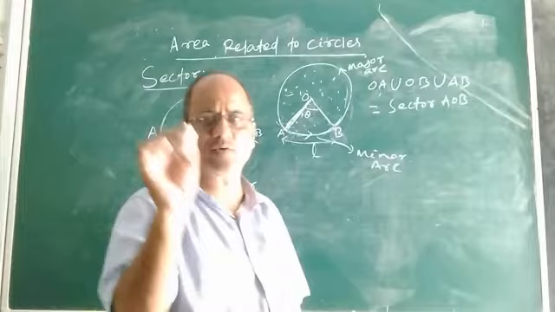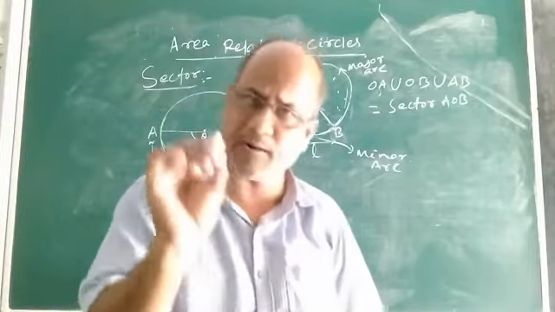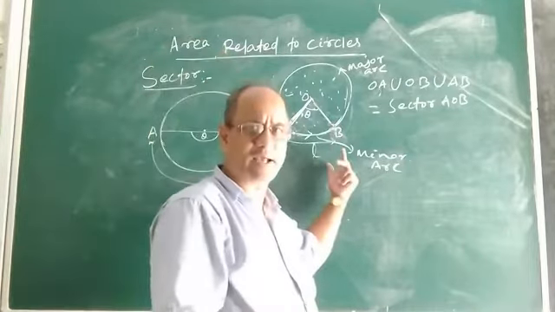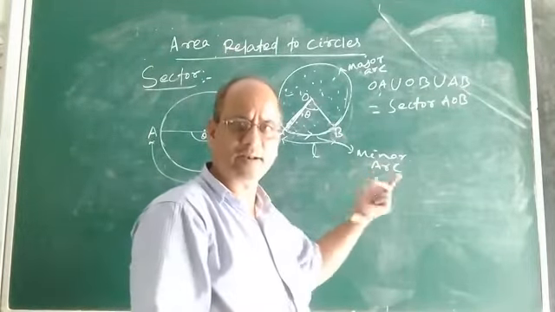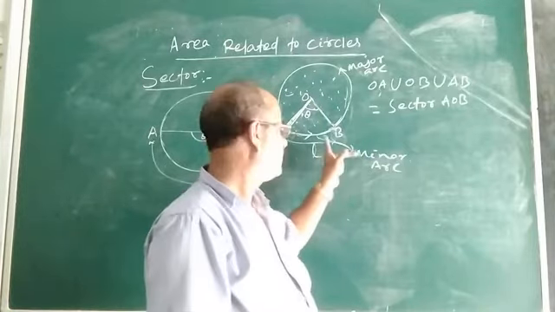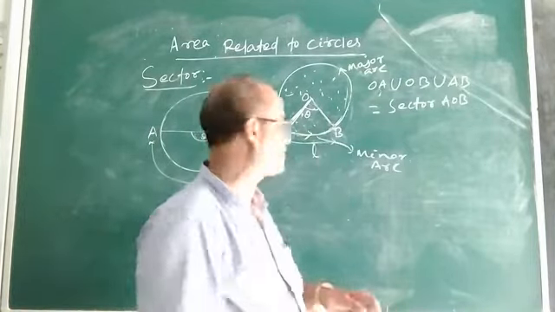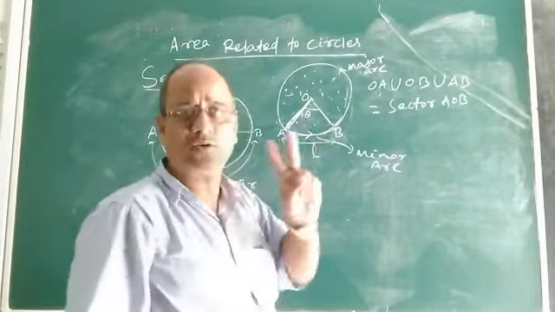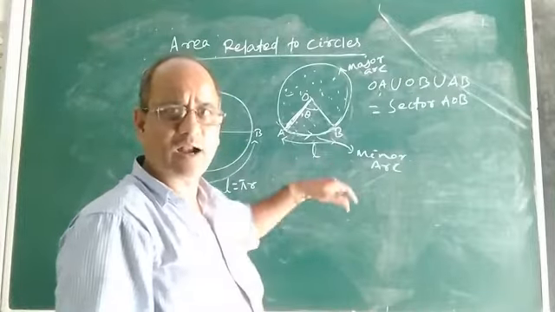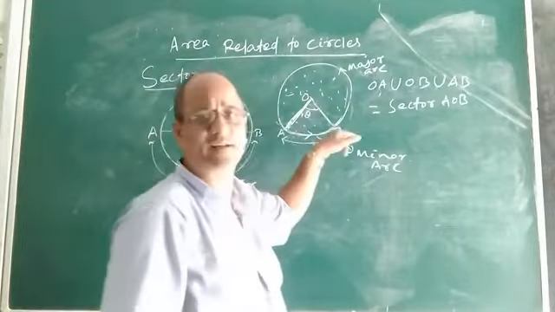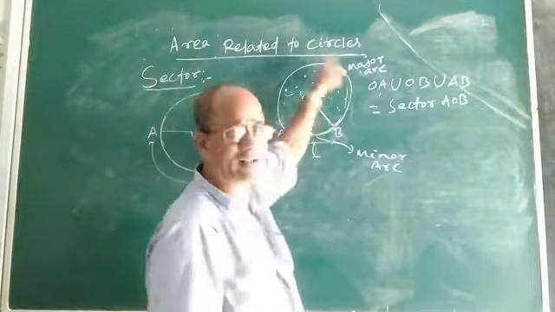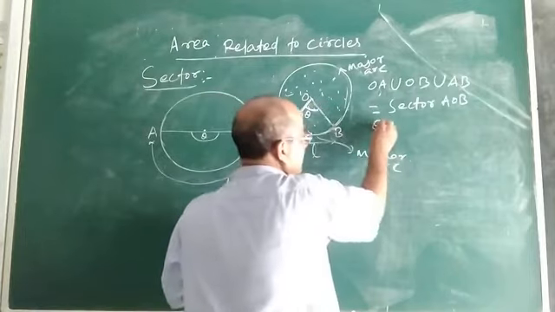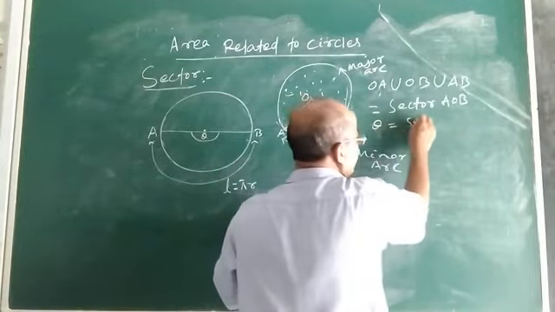So from this discussion we came to know that a sector is nothing but a part of the circle. It encloses any two radii and one arc, maybe the minor arc or the major arc. So what is a minor sector and what is a major sector? A minor sector is the region enclosed between the minor arc and two radii. And a major sector is the region enclosed between two radii and the major arc. Now what about this angle? This angle theta is known as your sector angle.